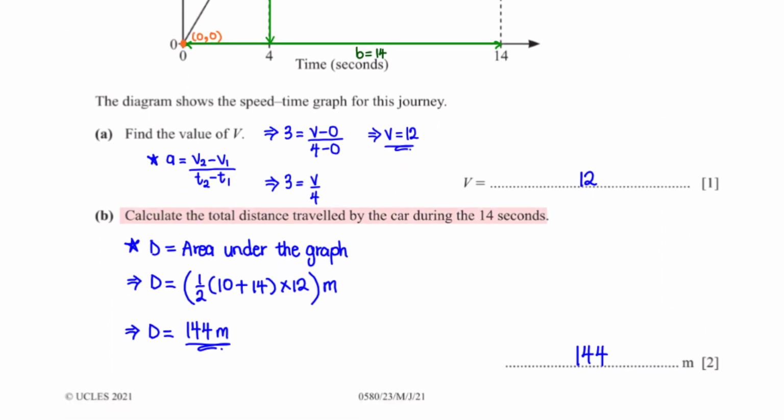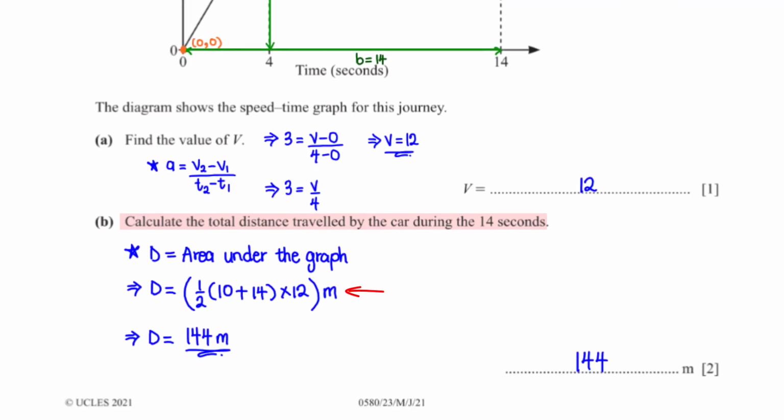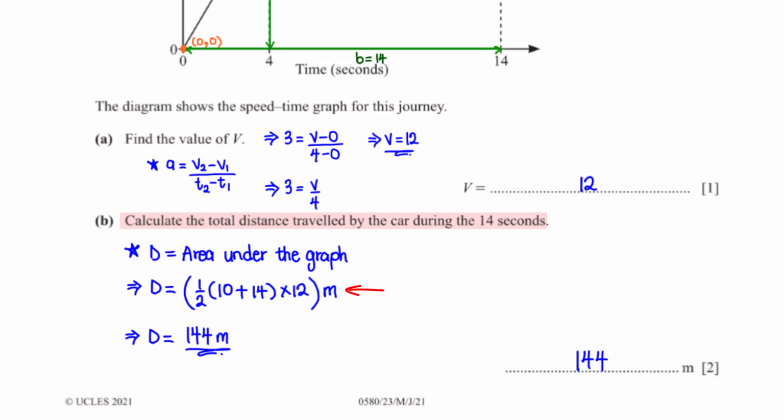Calculate the total distance traveled by the car during the 14 seconds. The total distance traveled by the car during the 14 seconds is the area under the graph from t equals 0 to t equals 14. This area is in the shape of a trapezium, and so this gives us half times the top length, which is 10, plus the bottom length, which is 14, times the height, which is 12. When we type this into the calculator, we get the total distance traveled as 144 meters.